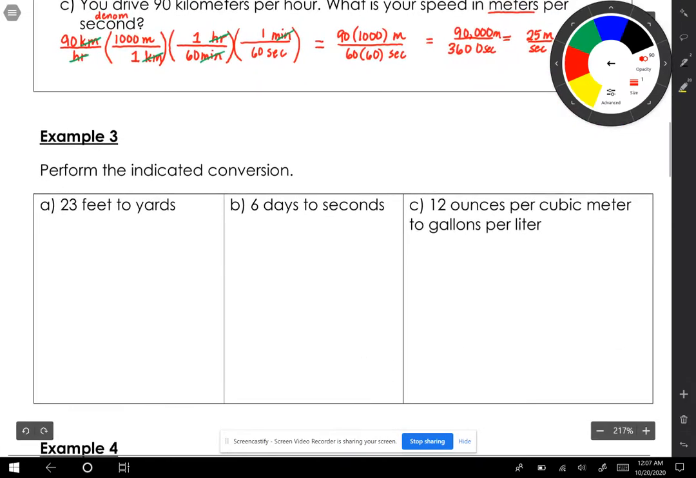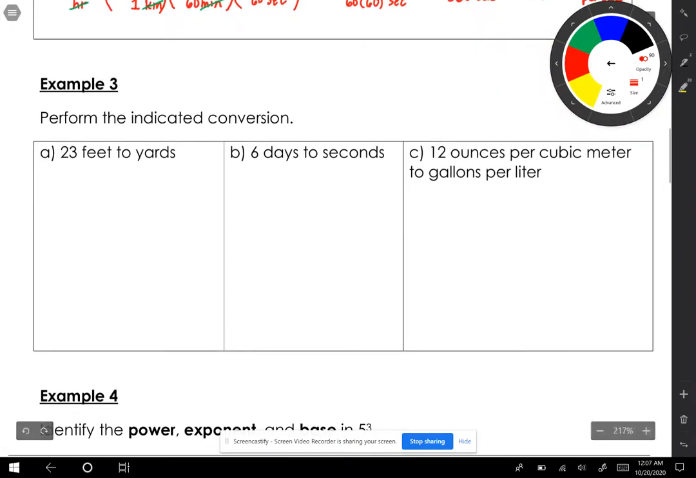Here's more unit analysis problems. Perform the indicated conversions. So we're converting. That's all we're doing. Same length or weight or whatever, but just in different units. So 23 feet to yards. Well, then you have to have the knowledge that in 1 yard, there's 3 feet. So we know that 1 yard is equal to 3 feet.